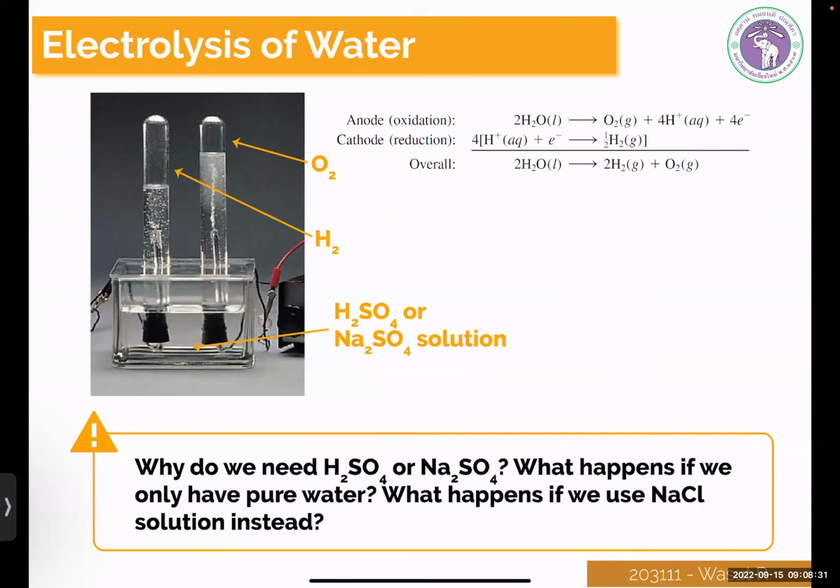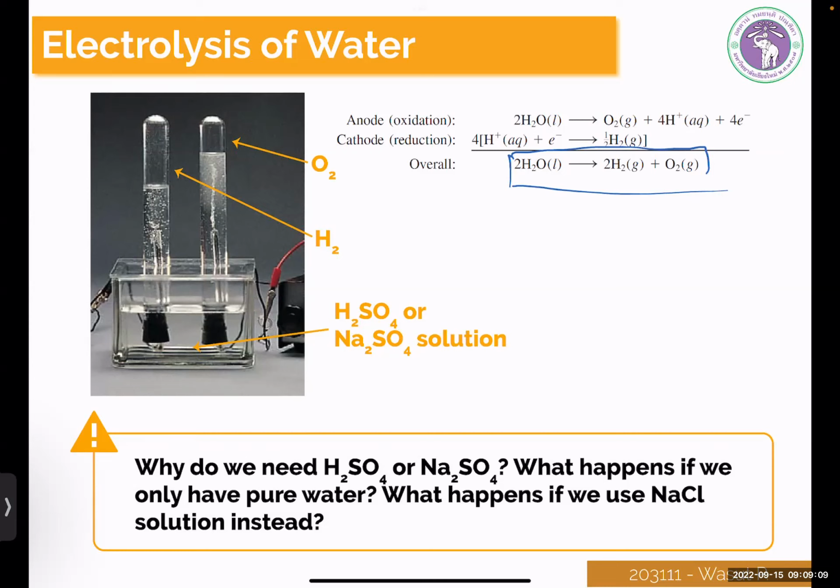Another application is that you can also use this type of cell to perform electrolysis of water. When you do this, you get hydrogen gas at the cathode and oxygen gas at the anode. The net reaction is that 2 moles of liquid water are decomposed into their constituent elements, hydrogen gas at the cathode and oxygen gas at the anode.